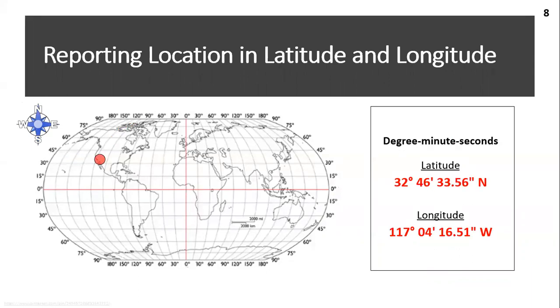Finally, a more precise position may be reported by using degrees, minutes, seconds. Here's an example of the proper format. Latitude is reported first at 32 degrees, 46 minutes, 33.56 seconds north, followed by longitude at 117 degrees, 4 minutes, 16.51 seconds west. You'll be working with degrees, minutes, seconds format later in your lab, but first, there are a few more key principles that we want to introduce.